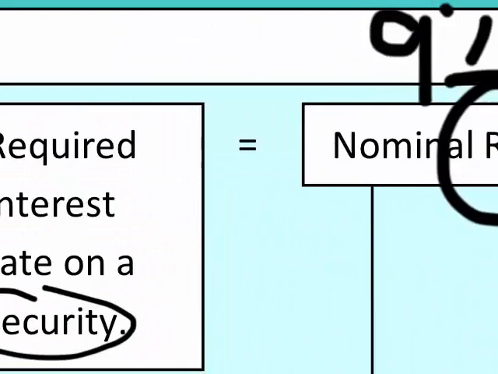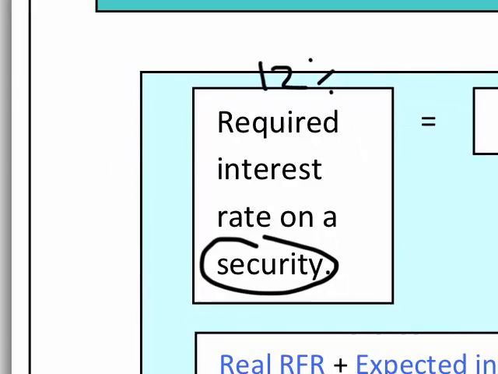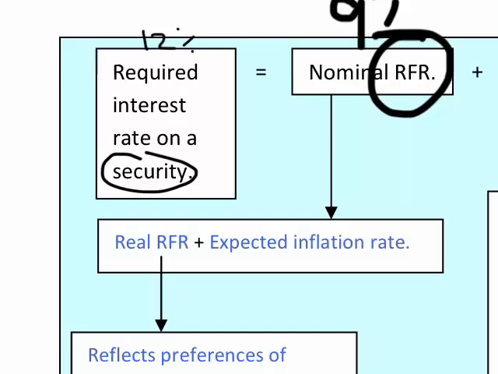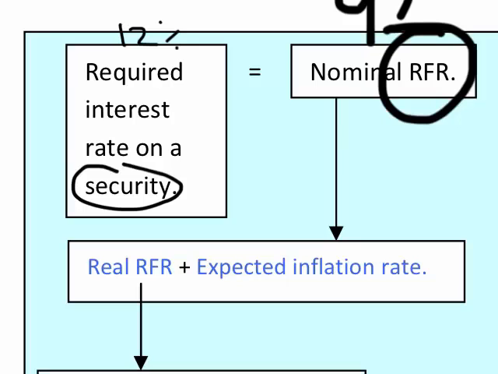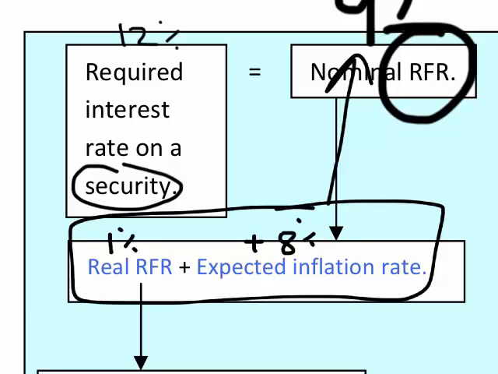This is how we calculate the required rate of return. This nominal risk-free rate is further divided into two components. This 9% can be a function of, let's say, 1% plus 8%, which gives us the 9. There's a concept of real rate, real risk-free rate. And then inflation is added to that to get to the nominal risk-free rate.